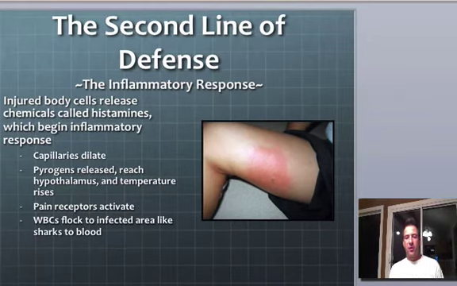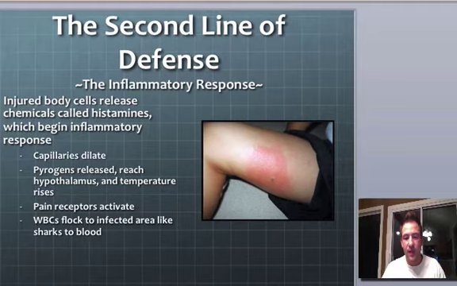Now, another thing you're going to want to understand is the inflammatory response. Basically, we have an injured body cell, and it's going to release a chemical called histamines, which begin the inflammatory response. And remember, to inflame means to make large, or increase in size. The capillaries dilate, and that's where oxygen, carbon dioxide and other things can diffuse into the blood system. They're single-walled vessels, part of our circulatory system. Pyrogens released reach the hypothalamus and the temperature rises. Pain receptors activate, and the white blood cells flock to the infected area like sharks on blood, we would say.